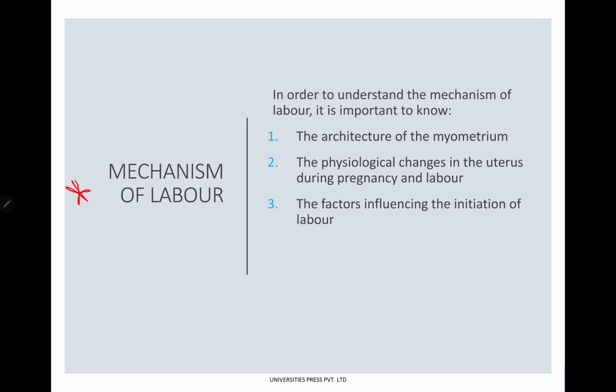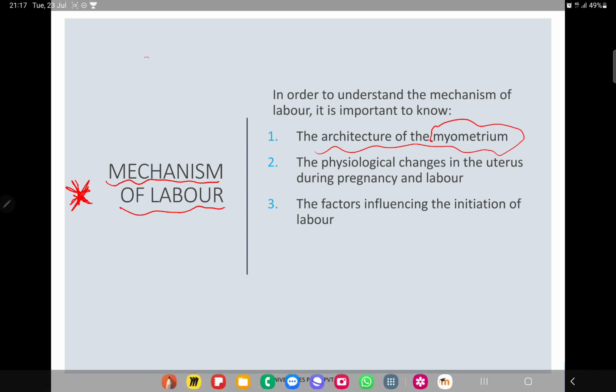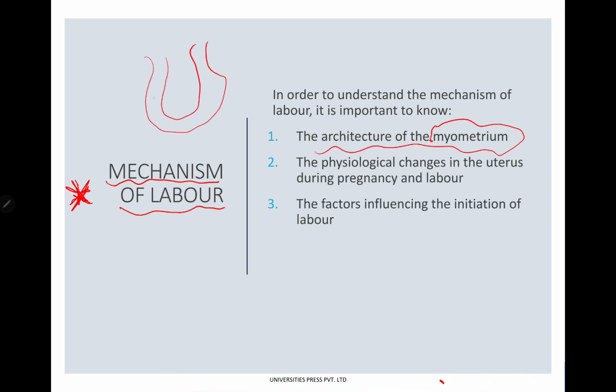So next, coming to the most interesting topic, guys, the mechanism of labor. In order to understand the mechanism of labor, it is important to know three things, okay? One is the architecture of myometrium. What is myometrium? You know, right? The uterus has three layers: an endometrium, a myometrium, and a perimetrium. So the architecture of this myometrium is important to understand the mechanism of labor, the physiological changes in the uterus during pregnancy and labor are also very important, and the factors influencing the initiation of labor are important, guys. So let's move on.